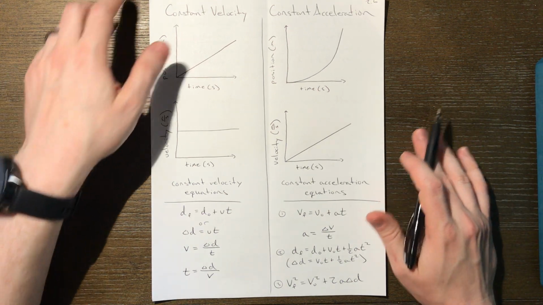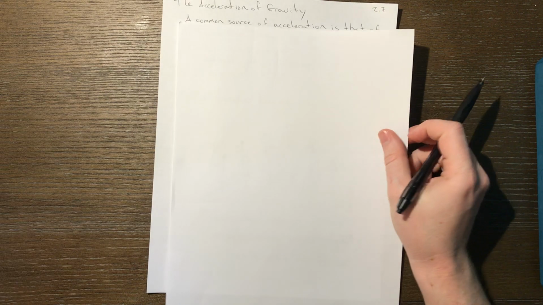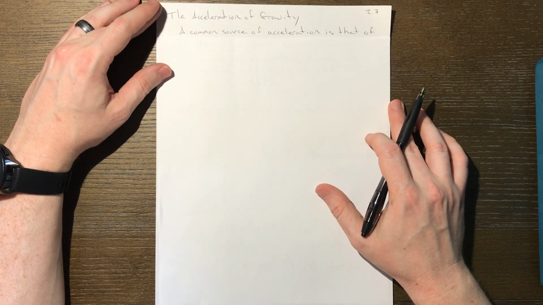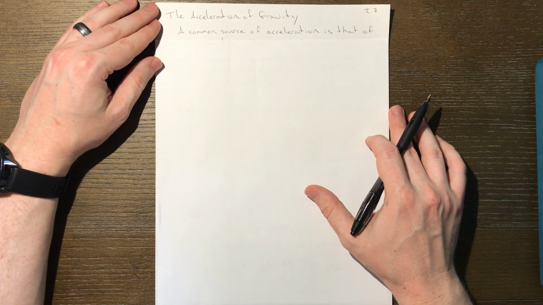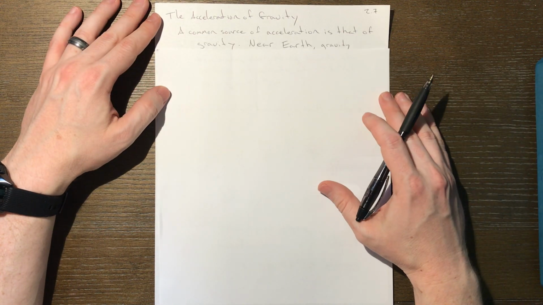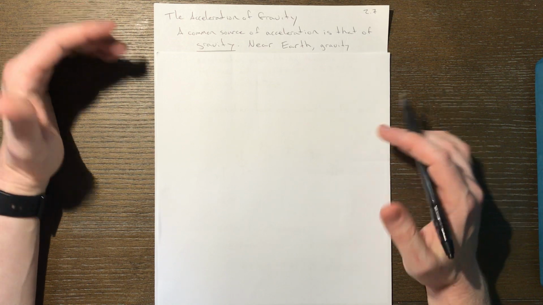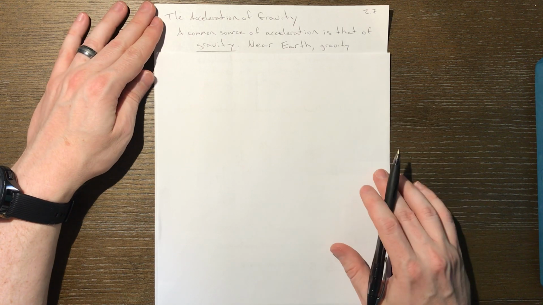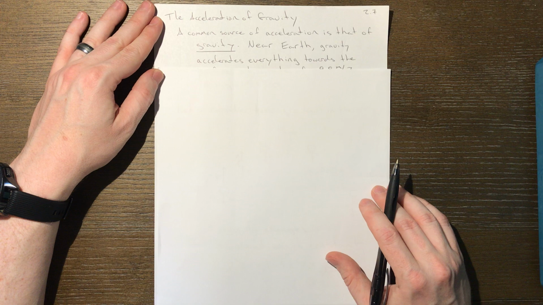All right, now there's one more thing I'd like to look at before we finish off this chapter, and that is the acceleration of gravity. So we've talked about position, velocity, and acceleration. One source of acceleration, in fact a very common source, is that of gravity. You guys have felt it every time you wake up, it's there. You go to sleep, it's still pulling on you. You try to jump, it pulls you right back down. Gravity pulls everything towards the ground.